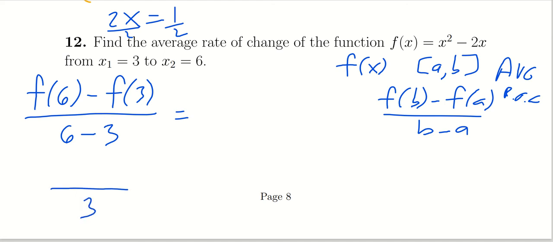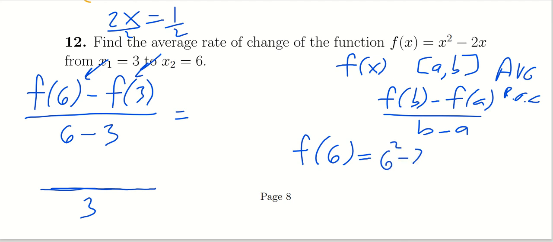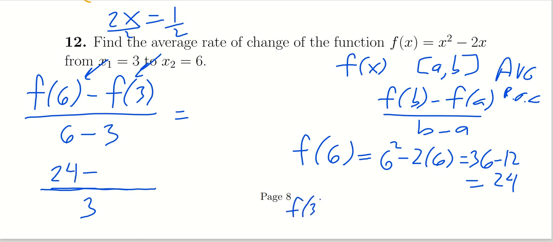And then to be helpful, let's do the function evaluation part off to the side. So we need to find these two function values. If we plug 6 into the function, f of 6 is going to be 6 squared minus 2 times 6, which is 36 minus 12, which is 24. So f of 6 is 24. If we do f of 3, that's going to be 3 squared minus 2 times 3. That's going to be 9 minus 6, which is equal to 3.